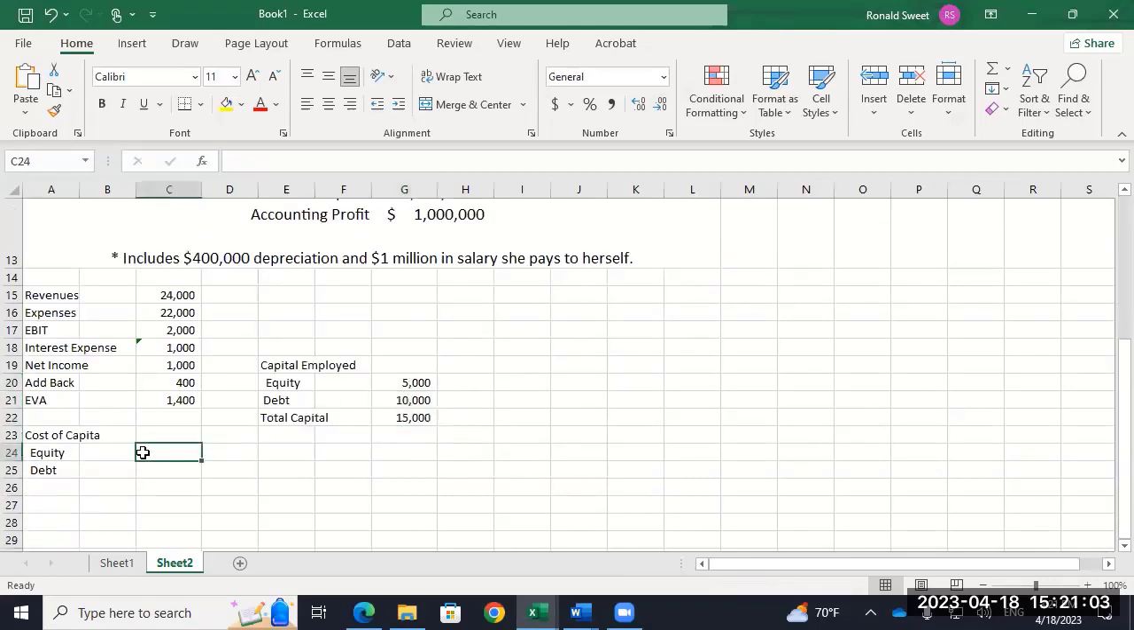So when you calculate these, you can put the cost over to the side if you want to as well. 22% and 10%. That way, when you copy it for the second problem, you have it all set up. So what's my cost of capital for equity?